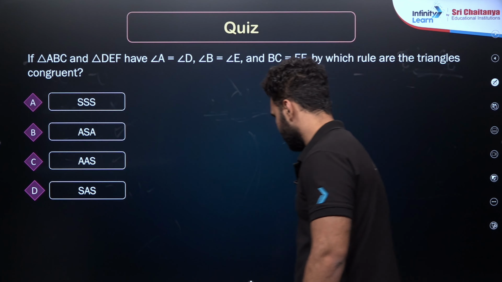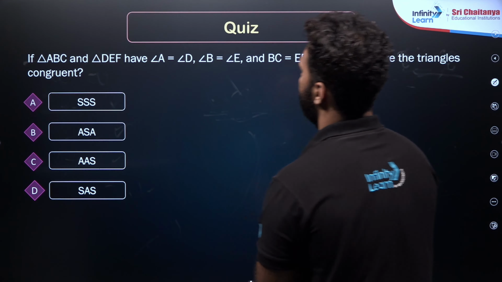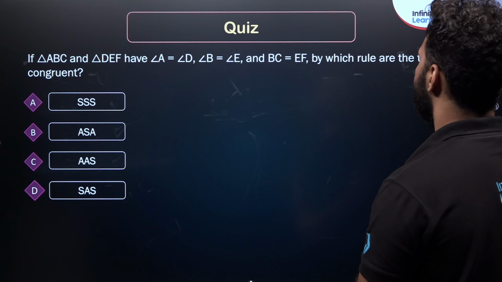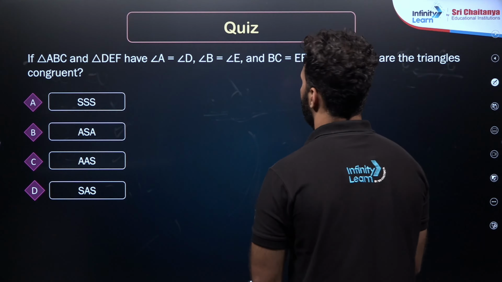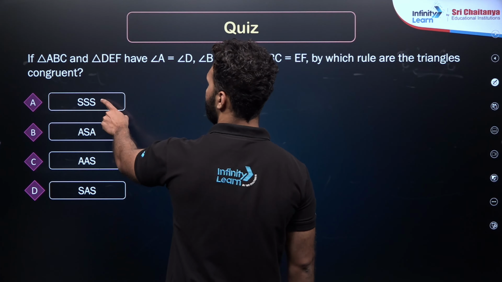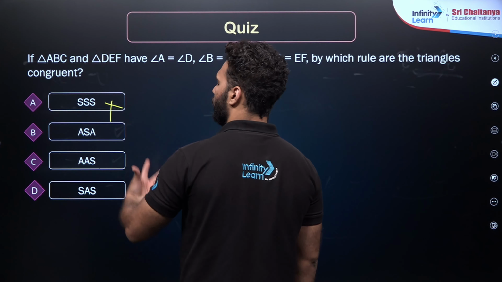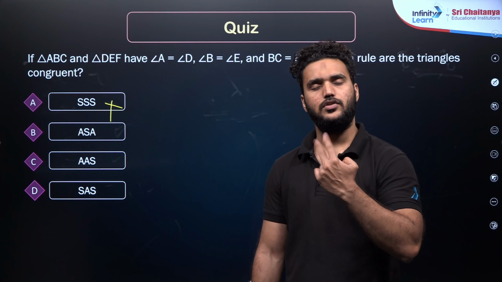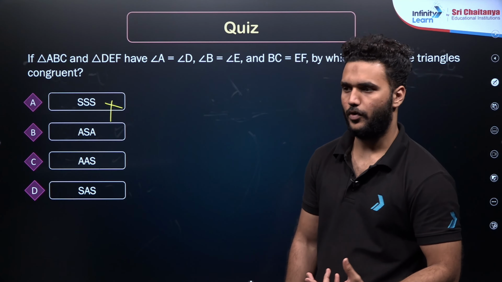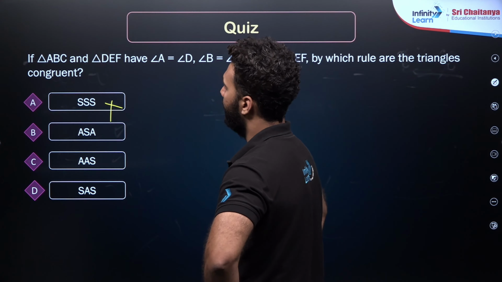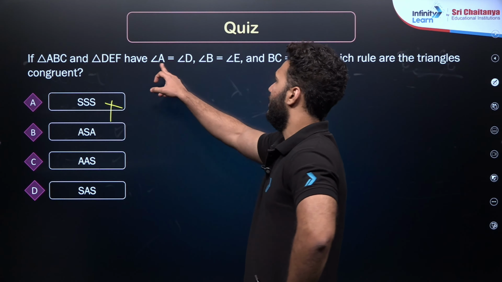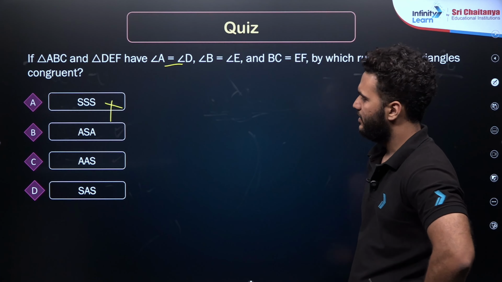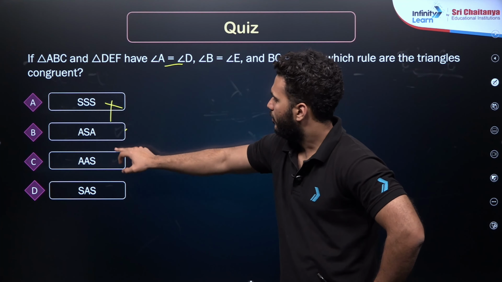Next, if ABC and DEF have A is equal to D, B is equal to E, and BC is equal to EF, by which rule are the triangles congruent? We haven't learned about this one yet, because you are going to learn about this in your next session. We are doing this triangle chapter in two parts. First part is today and next part tomorrow at the same time. Sir, it is clear that angle A and D are equal, B and E equal, BC is equal to EF. I think one of them is right.